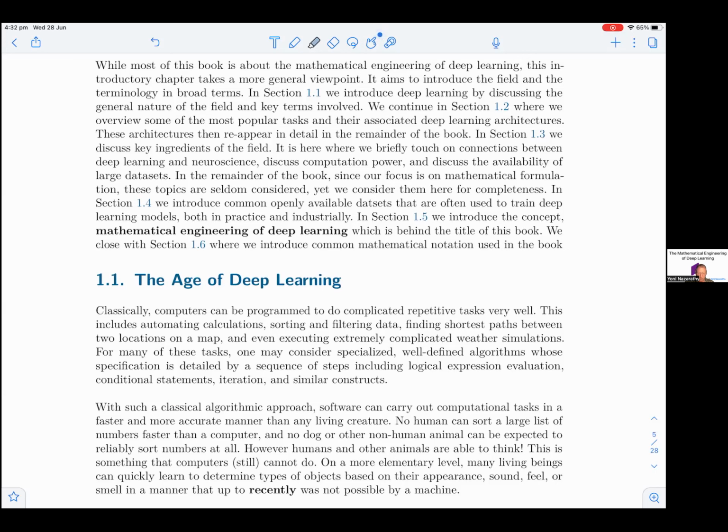In section 1.4, we introduce common openly available data sets that are often used to train deep learning models, both in practice and industrially. In section 1.5, we introduce the concept mathematical engineering of deep learning, which is behind the title of this book. We close with section 1.6, where we introduce common mathematical notation used in this book.